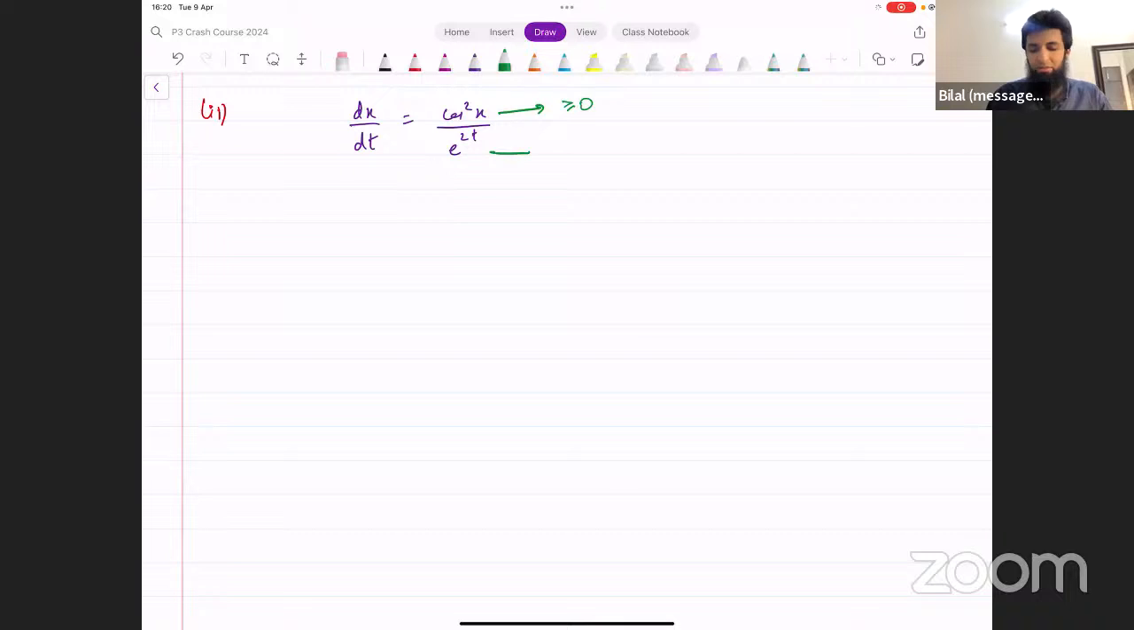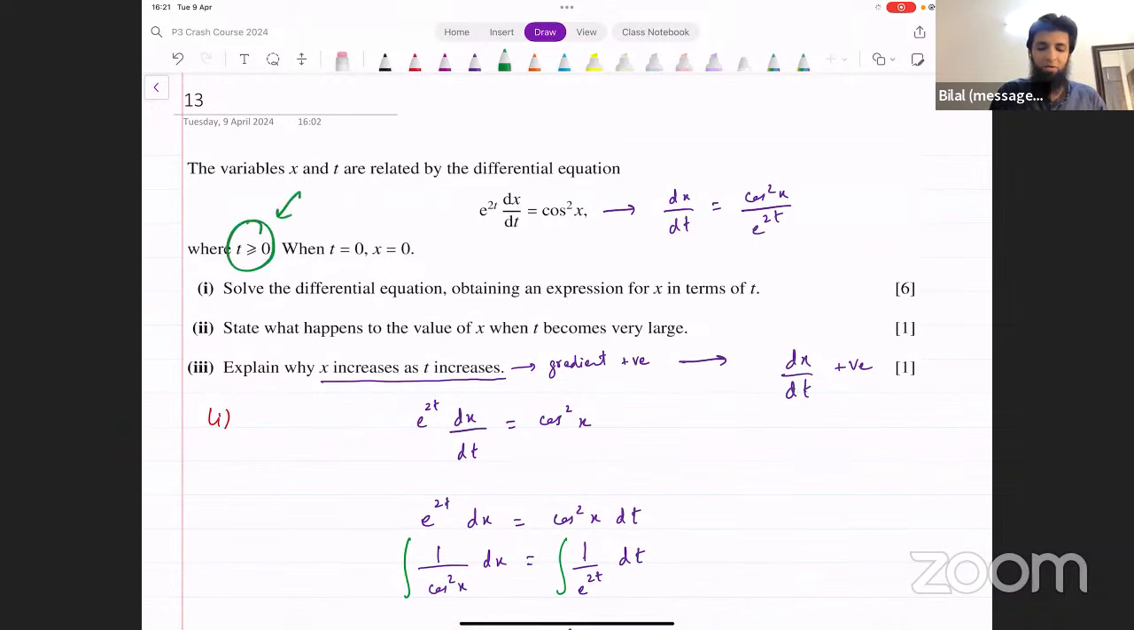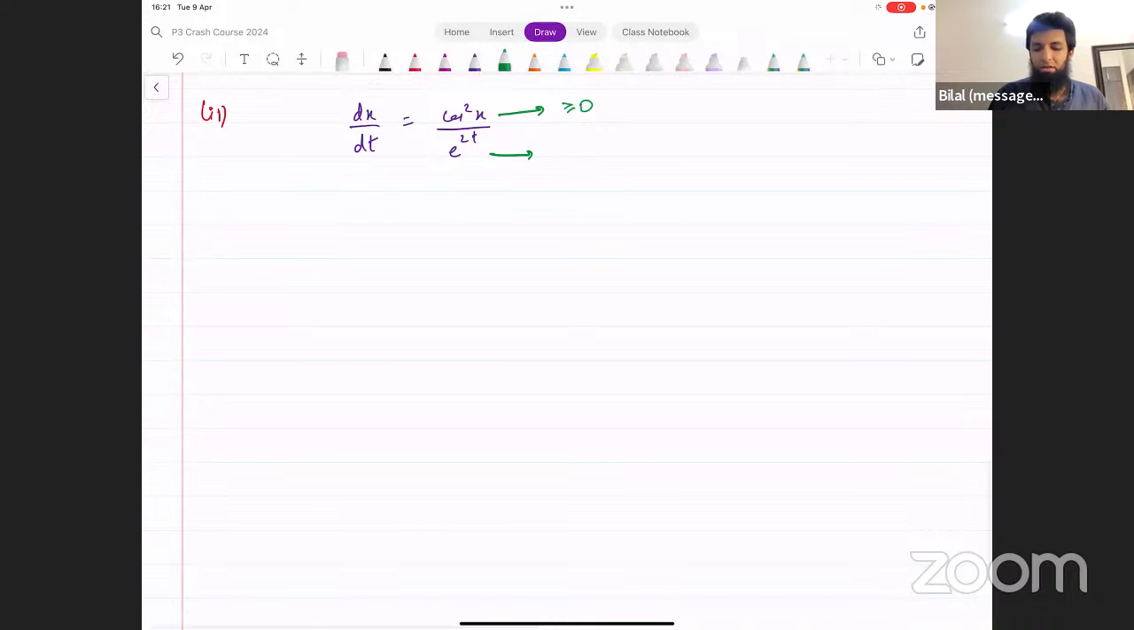What about the denominator? E raised to power 2t. E is a positive number. A positive number raised to power anything is always positive, right? Even if the power was negative. In this case, in fact, power cannot even be negative because it says t is greater than or equal to 0. So the denominator is always going to be positive as well. So numerator is greater than or equal to 0. Denominator is greater than 0.